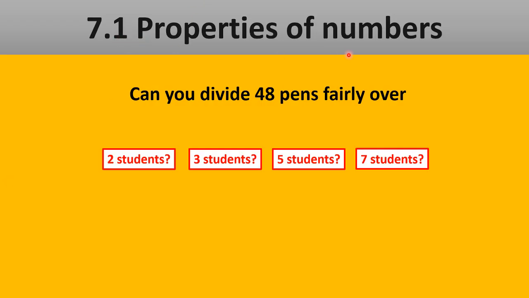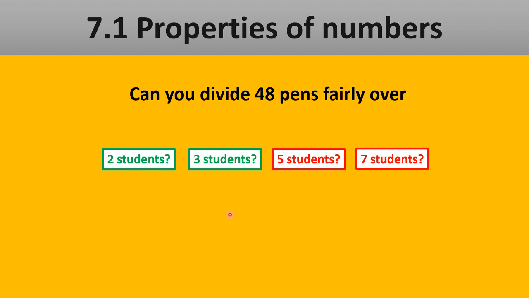To introduce you to this subject, I would like you to take a look at this question. Can you divide 48 pence fairly over 2 students, 3 students, 5 students, and 7 students? And if you know the answer, how have you calculated this? Well, if I go to the next slide, we'll see we can only do this fairly for 2 and 3 students. We cannot do this for 5 or 7.